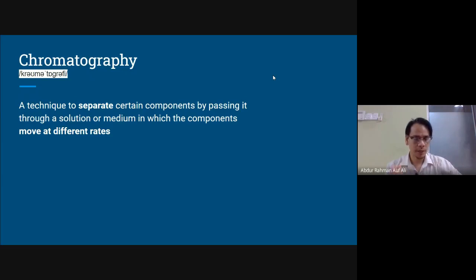So kita perlu, kalau kita nak assess, kalau kita nak test dia punya API sahaja, we have to separate the API from the rest, from the other ingredients. So one of the method untuk kita separate, kita panggil sebagai chromatography. So this is a technique to separate certain components by passing it through a solution or medium in which the components move at different rates.